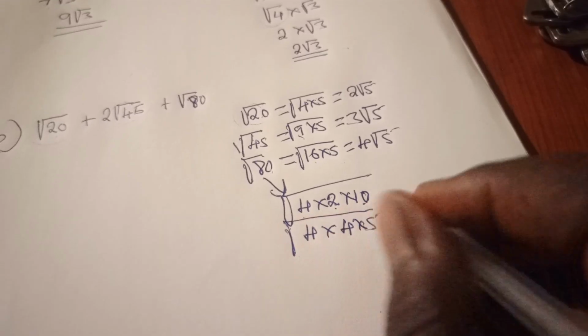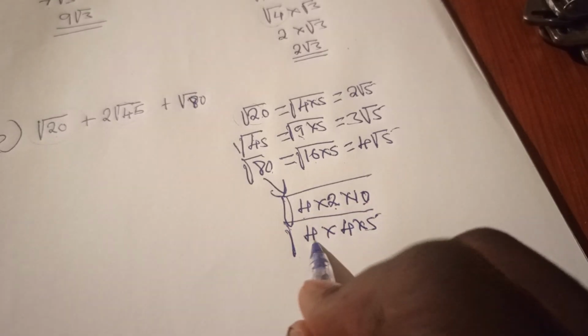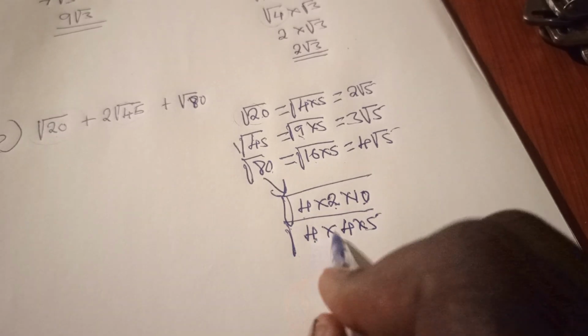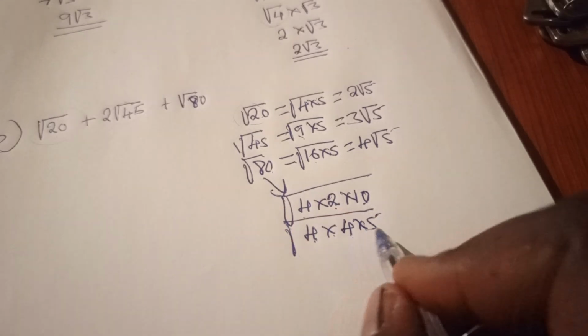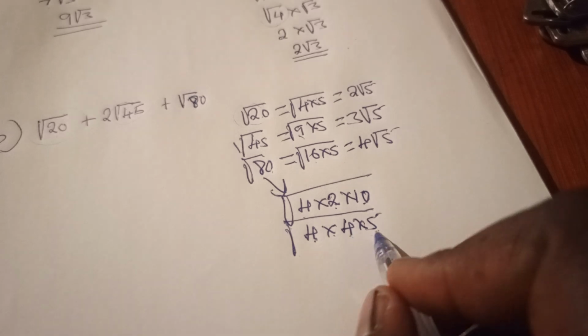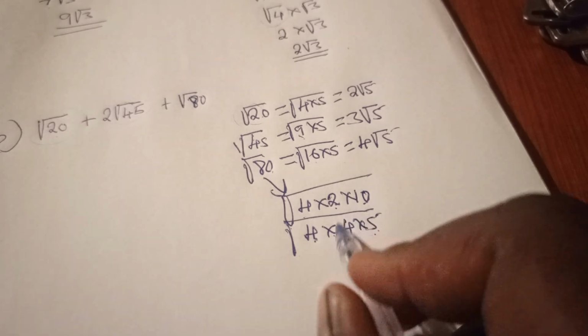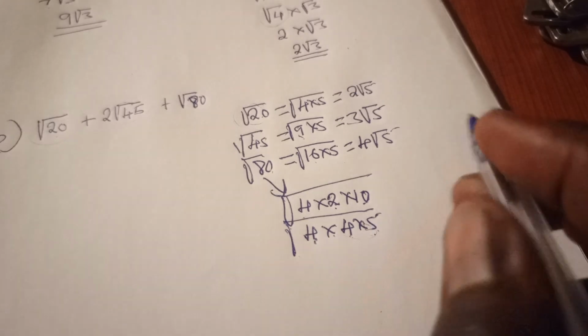When I say 4 times 5, what answer does it give me? 4 times 5 is 20, then 20 times 4, which is 80.